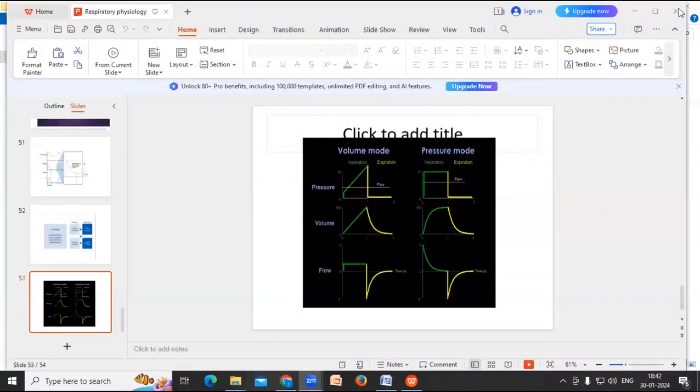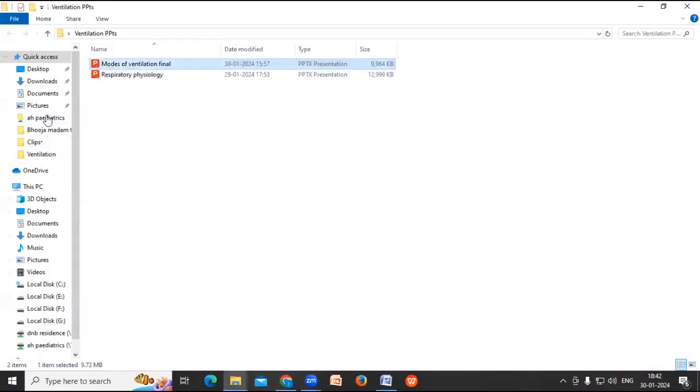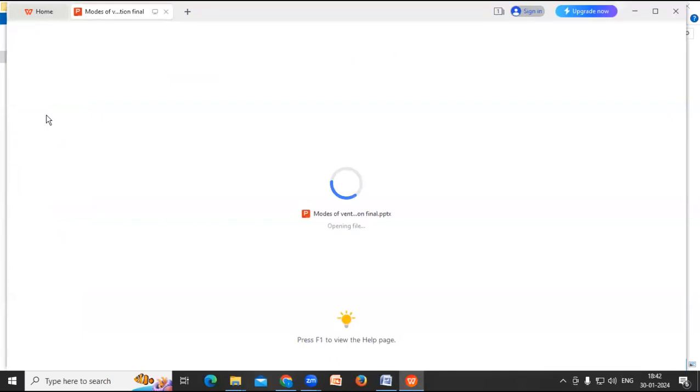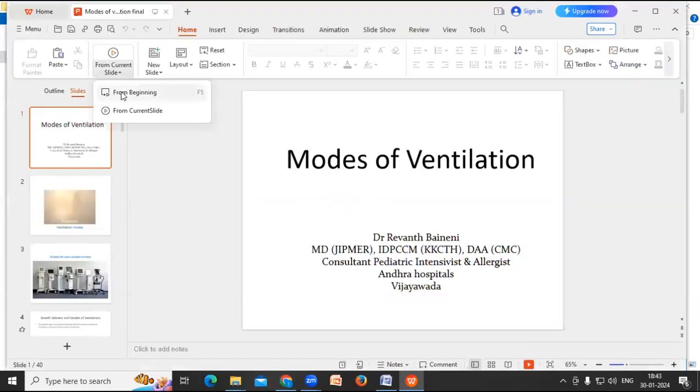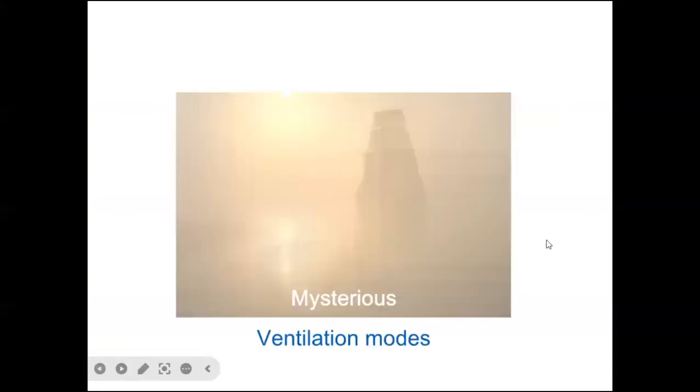So with this, we'll move on to the modes of ventilation. I think if people are already ventilating a few children, there are different modes of ventilation, and it's like Greek and Latin. There are different names in different ventilators, and you wonder why so many modes. This is really mysterious to me.